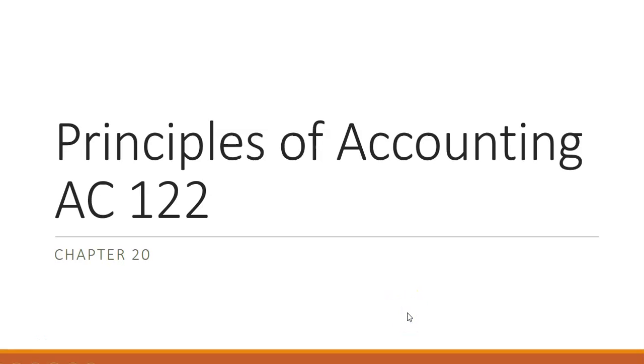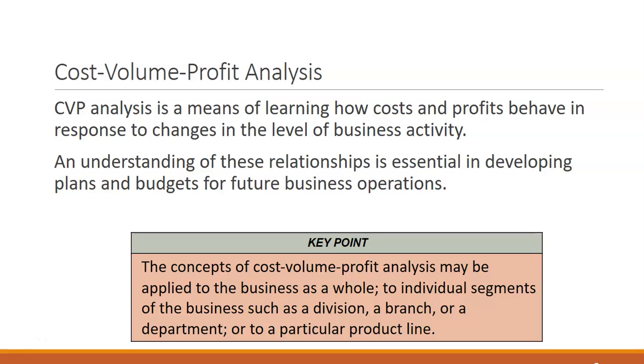Principles of Accounting, Chapter 20. In Chapter 20, we talk about cost volume profit analysis, also called CVP analysis. So this analysis looks at how costs and profits act in response to changes in the level of business activity. So how do our costs and the amount of profit that we make from an item change based on volume sold or volume produced? This helps us make better decisions and also construct budgets for our future operations.